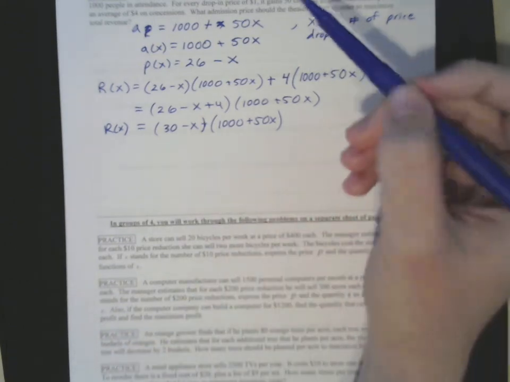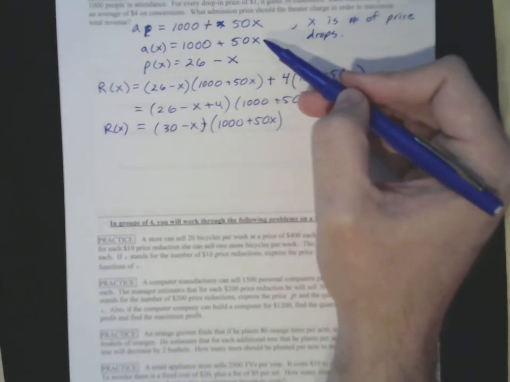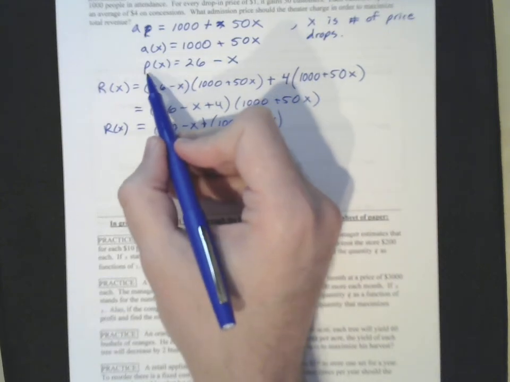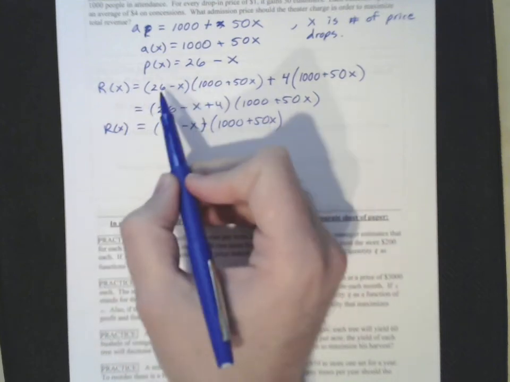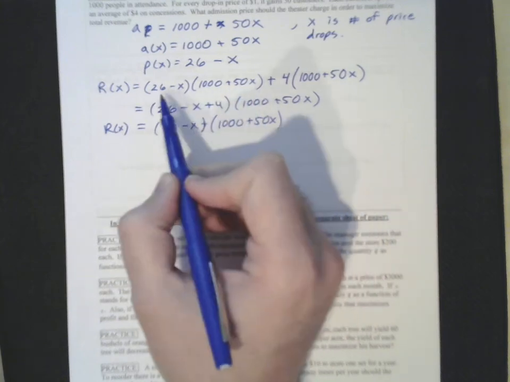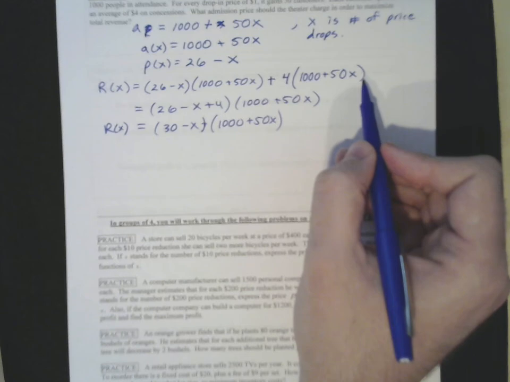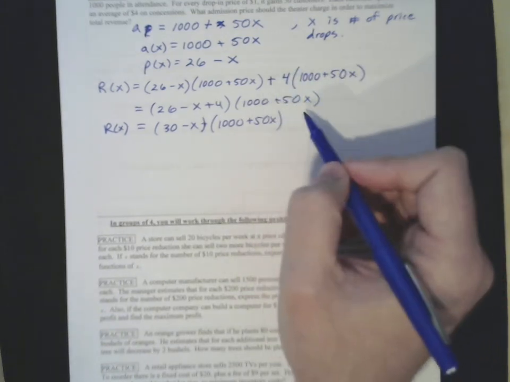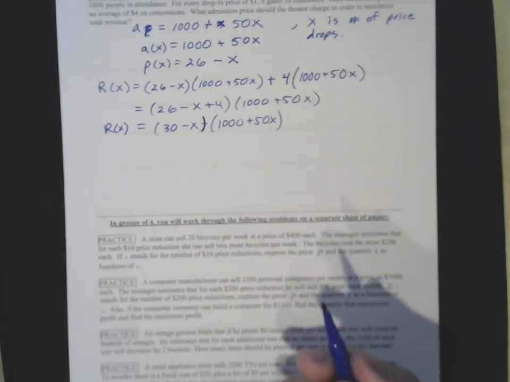So this one's harder because we had to set up a couple things. We needed to know how many people, the attendance, which I called A of X. We needed to know the price of our ticket, which I called P of X. And our revenue is our number of attendance times our price, plus the average that they spend, our average expenditure per person on concessions. So now we have a function, and we can maximize this function.